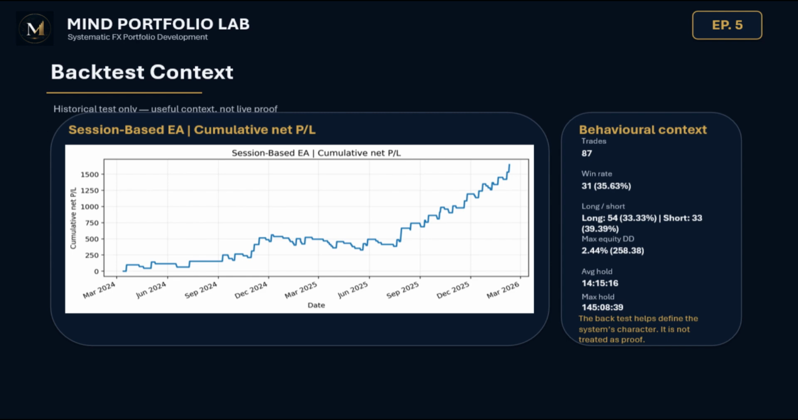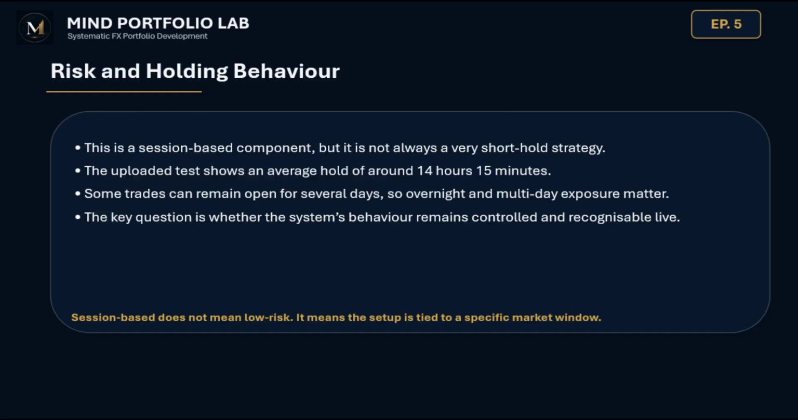Even though this is a session-based EA, it is not always a very short hold system. Some trades can remain open well beyond the initial session, so the risk profile includes overnight and potentially multi-day exposure. That is important. Session-based does not automatically mean low risk. It means the setup is tied to a specific market window. The trade can still develop over a longer period depending on the rules of the system and the behavior of the market. So when I look at this EA, I am interested in more than whether the backtest made money. I want to understand how often it trades, how long it holds, what the drawdown looks like, and whether the live behavior remains recognizable compared with the tested profile.